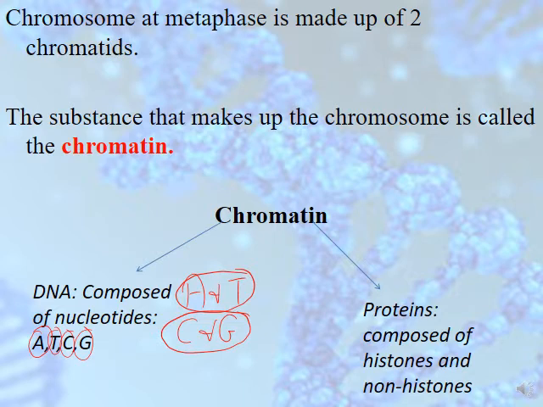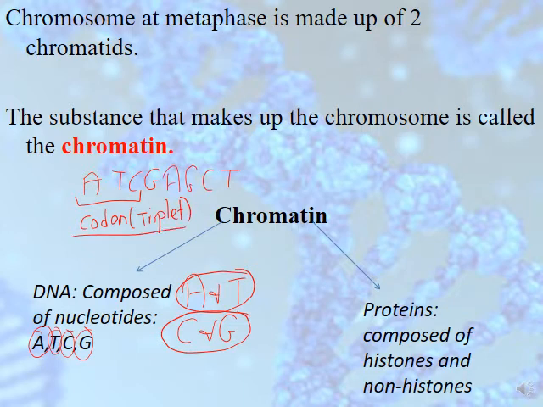Let's say we have the sequence A, T, C, G, A, G, C, T, for example. So this is the first strand. Every one of these is coded in a nucleotide. So A is coded in a nucleotide, T is coded in a nucleotide, C is coded in a nucleotide. Every three of these are called a codon, or they can be called triplets.